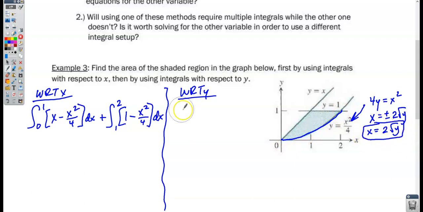All right, now I can set it up with respect to y. I'm going to integrate from the bottom, which is at 0, to the top of the region, which is at 1.